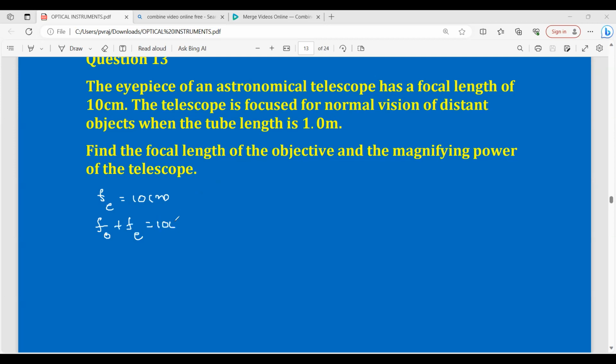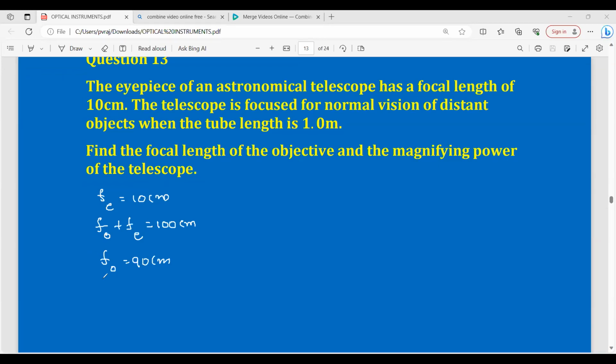But you better write in centimeters, all of them, so that you can write 100 centimeters. If FE is 10 centimeters, what will be the FO value then? 90 centimeters only, na? Okay. With that information, you could calculate objective focal length also. Now the question is, find the focal length of objective and magnifying power of telescope.